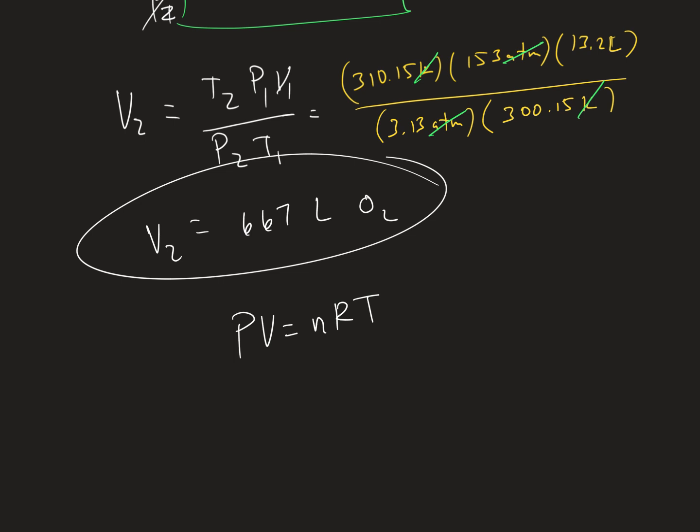What if temperature is constant and the number of moles is constant? Then all of this is constant. Do you get that? And that's when it's P1 V1 equals P2 V2.